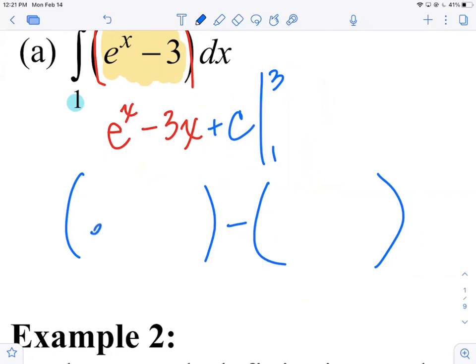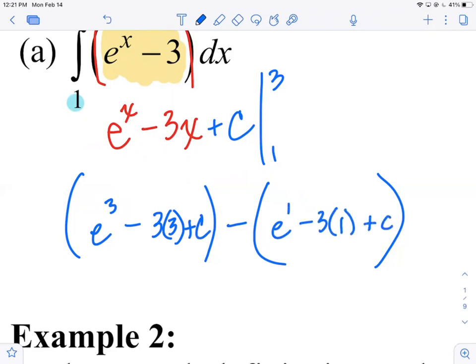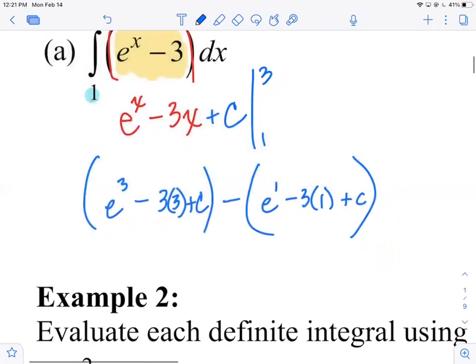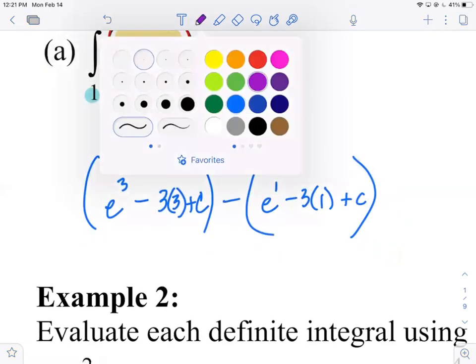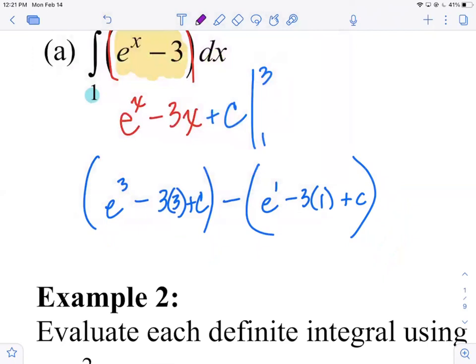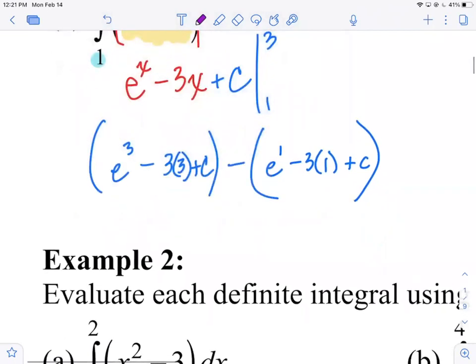All right, so now we plug in, we get e to the third minus 3 times 3, which you can call 9, plus c, minus plug in a 1, e to the 1 minus 3 times 1 plus c. Now, it's a definite integral because it gives you a definite answer, and that definite answer is always the net accumulation of that function from left to right. If this were a free response, you could stop once the c's are gone, okay? But look what happens to the c's.